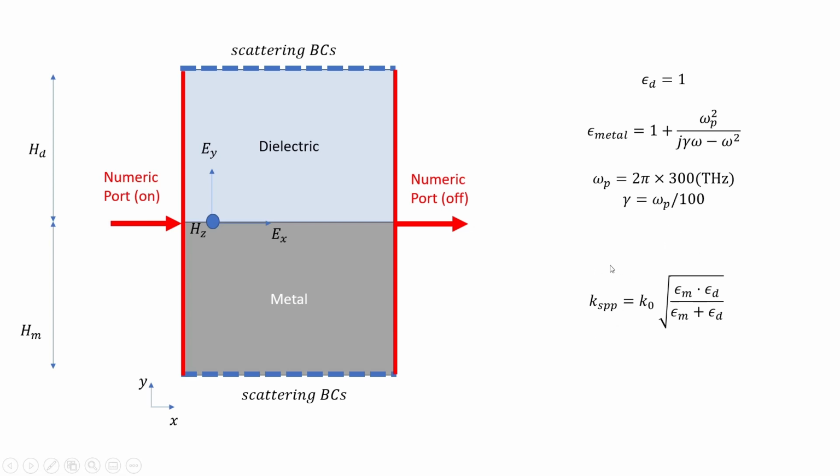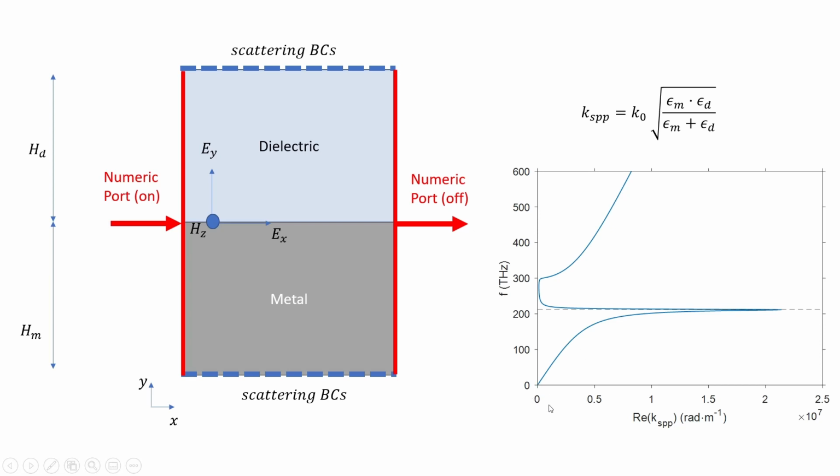If you look at any textbook, you will find this easy relation for the dispersion diagram. It should be given by, k naught is the wave vector in free space, epsilon m is the epsilon of the metal, epsilon d is the dielectric. As you see here from the denominator, we have a very large k SPP when this term goes to 0. And it can go to 0 because epsilon m is negative, since it's described by a Drude metal. At frequencies below omega p, the permittivity of the metal is negative.